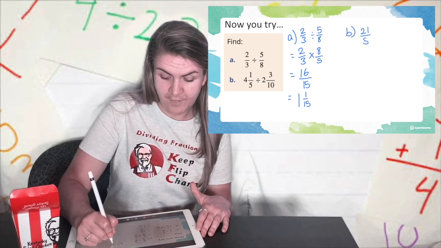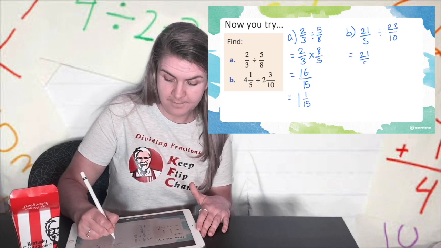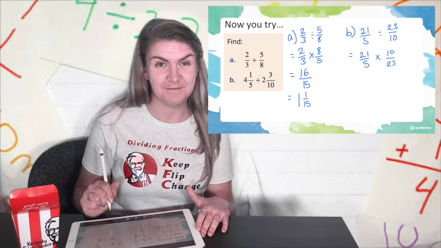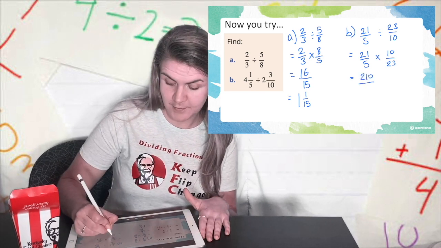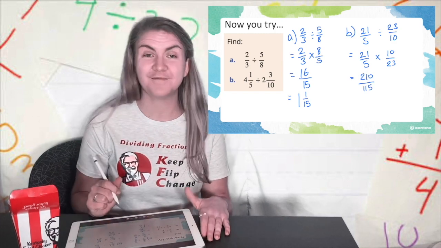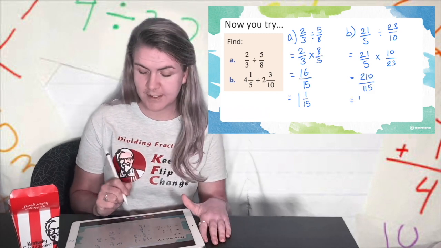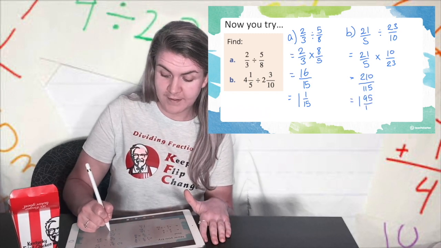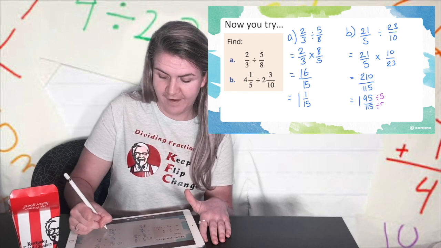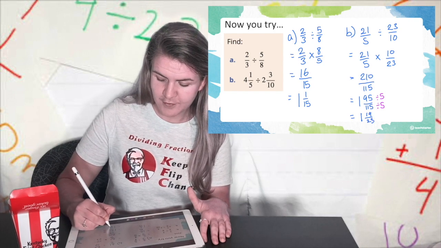So that's 21/5 divided by 23/10. K, F, C. 21 times 10 is 210. 5 times 23 is 115. You can use a calculator. How many times does 115 go into 210? Well, that's 1 with 95 left over. I can see that they can both be divided by 5. That leaves me with 1 and 19/23.